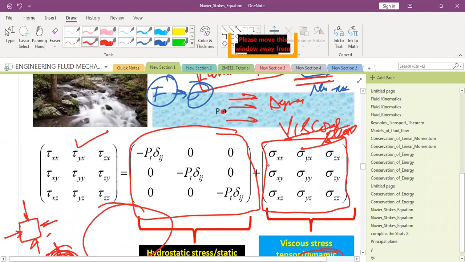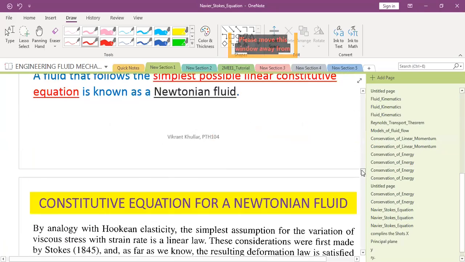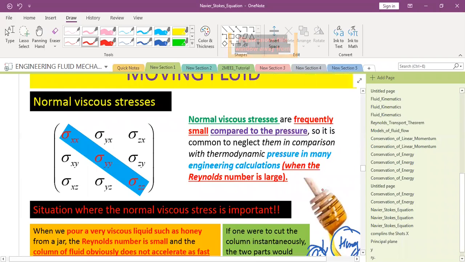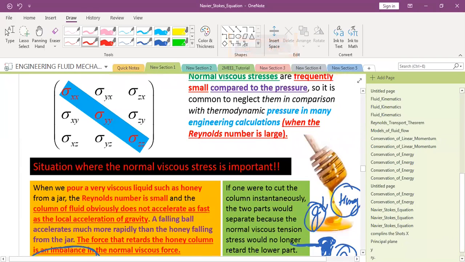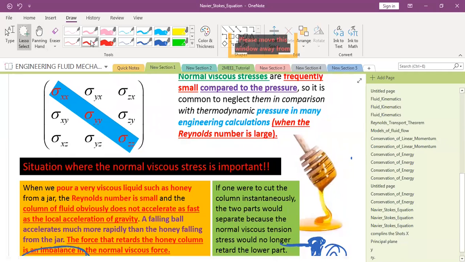Sir, could you please once again explain how normal viscous stresses are applied on fluid elements? Okay. So this is one example which will help you to understand this. Say you have honey with you. Honey is flowing down. If there were no cohesion force, that is, this pull was not there, then this honey should fall with acceleration g, or not? Yes, sir. But when you calculate its acceleration, it comes out to be less than g.